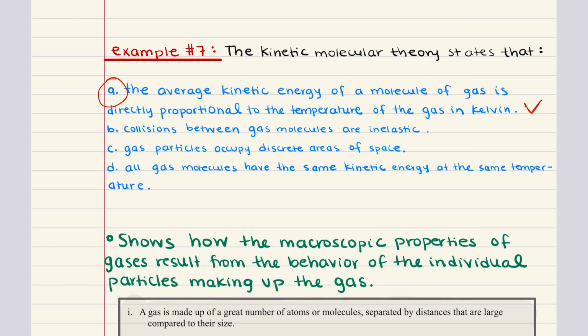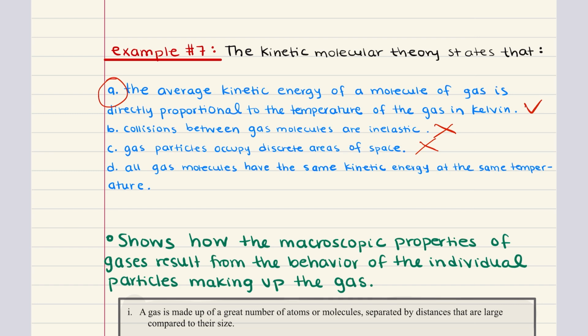B says collisions between gas molecules are inelastic. This is false. Kinetic molecular theory states that the collisions between gas molecules are elastic, meaning that no kinetic energy is lost in the collisions. So this is incorrect. Answer choice C says gas particles occupy discrete areas of space. Now, this is false. Kinetic molecular theory assumes that the volume of individual gas particles is negligible compared to the volume of the container. They do not occupy discrete areas, but rather are considered point particles. So this is also incorrect.